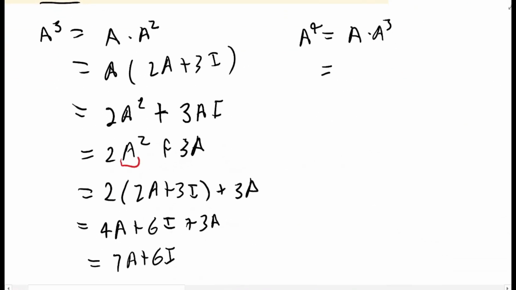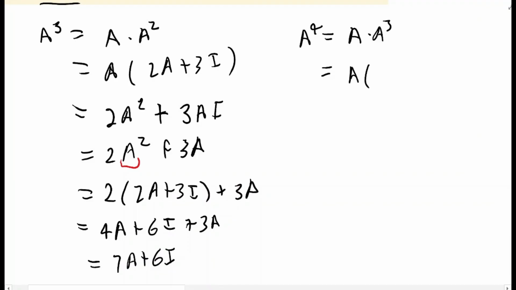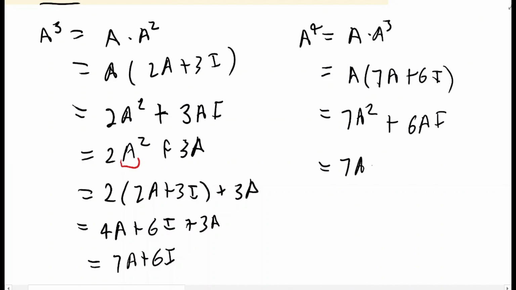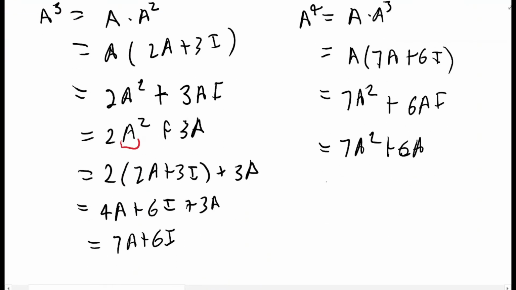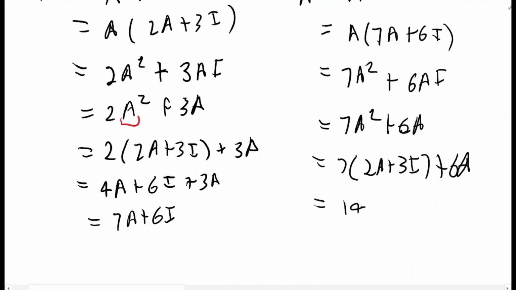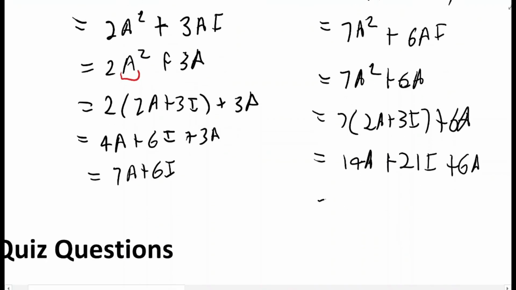Anyway, A to the 4 is A times A cubed. So that's going to be A lots of 7A plus 6I. So that's going to be 7A squared plus 6AI, which is going to be 7A squared plus 6A. And we know what A squared is. It's 2A plus 3I. So that's 7 lots of 2A plus 3I plus 6A, which is going to be 14A plus 21I plus 6A, which is just going to be 20A plus 21I, just like that.